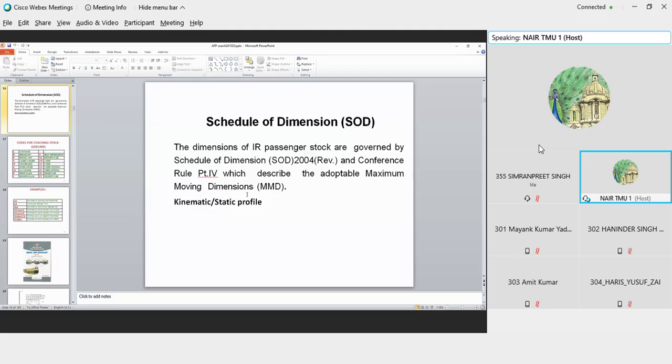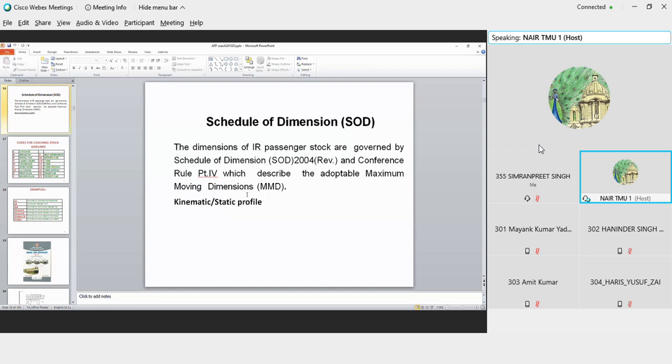You have a track which is going under a bridge. There is a tunnel. There are homes and houses which can be built next to a track. So you provide a clear envelope, and that is called schedule of dimensions. Just remember, a schedule of dimension is nothing but an envelope.